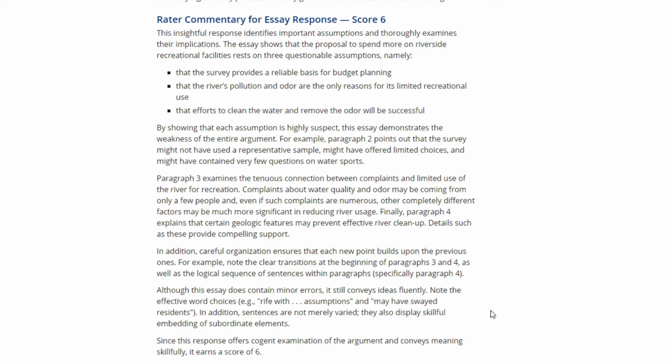Whereas in the issue task, it wouldn't matter what position you took or what examples you used. On the argument task, they have set up a particular argument with particular inconsistencies or assumptions made, and they want to see that you have responded to those specific ones in the prompt. And so you can see that the rater has mentioned the three big ideas that this essay responds to, and I would say that there's really only a handful of things that you could respond to given this task.